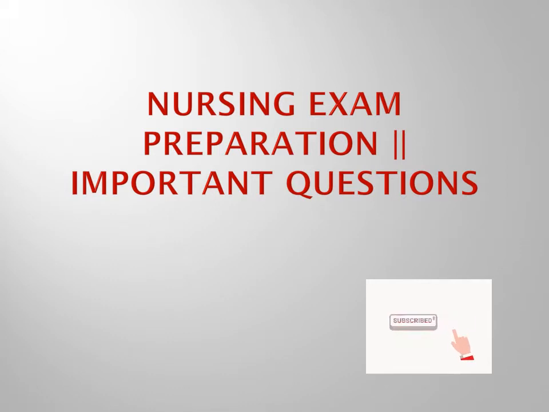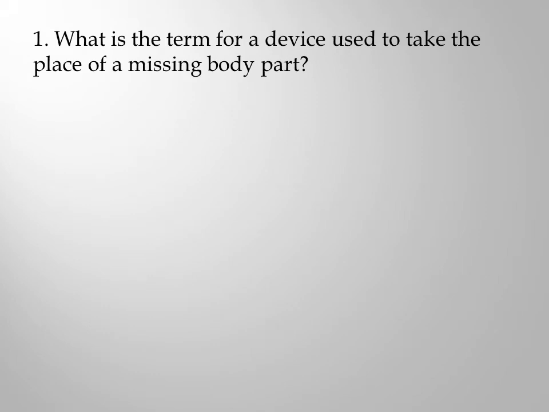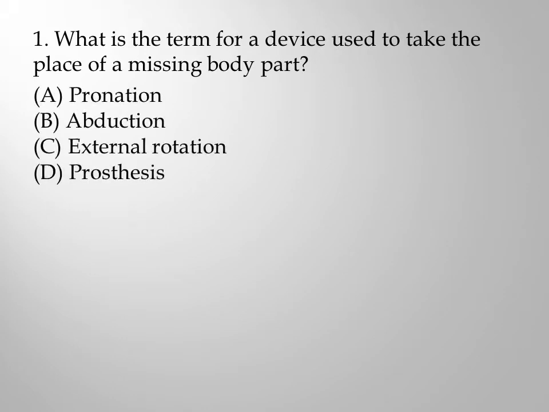Without any further delay, let's move on to the topic. First question. What is the term for a device used to take the place of a missing body part? The options are A. Pronation, B. Abduction, C. External rotation, and D. Prosthesis. And the answer is option D. Prosthesis.